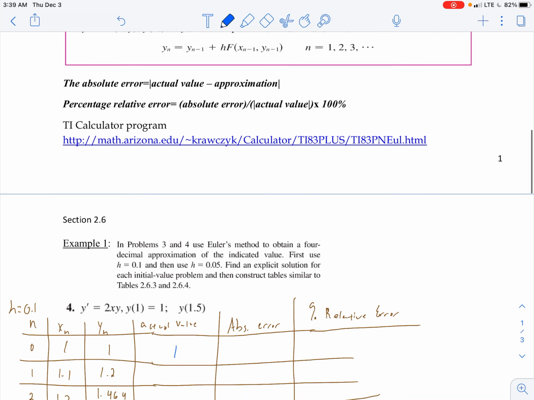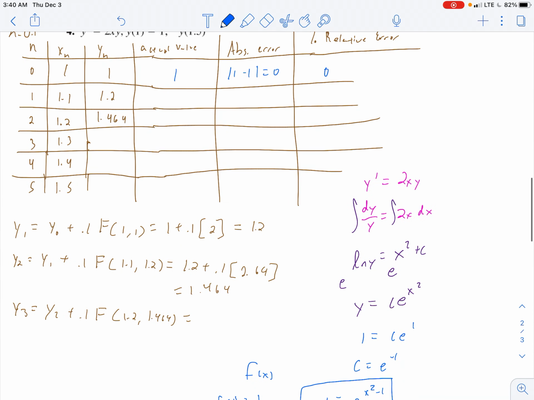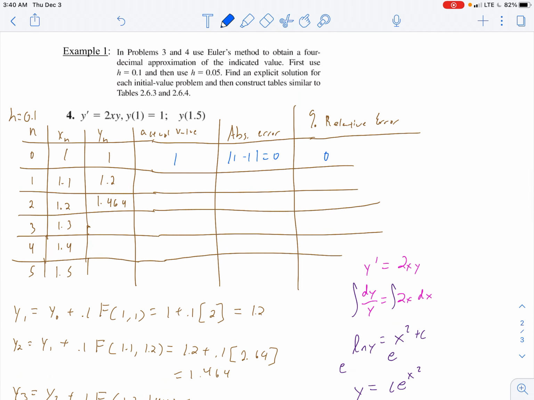Then the absolute error is just going to be the actual value minus the value that we got, which in this case is 1, 1. So that's going to be 0. And then the percent relative error is also going to be 0. All right. The next one, we would plug in the 1.1 and find it that way. And so you do the same process over again. I'm going to go ahead and show you the answers now.